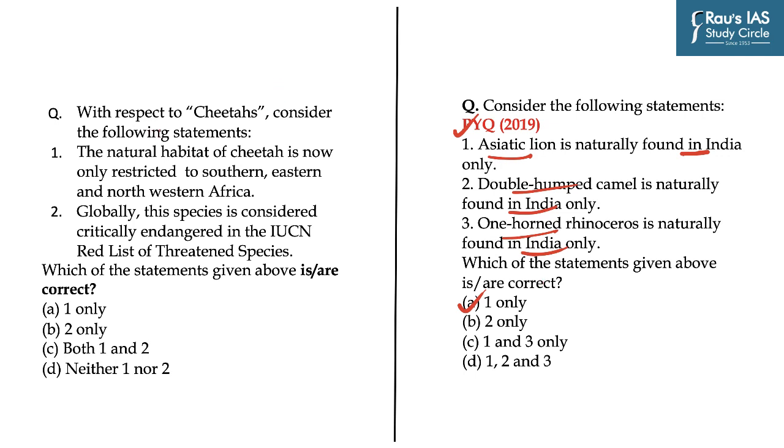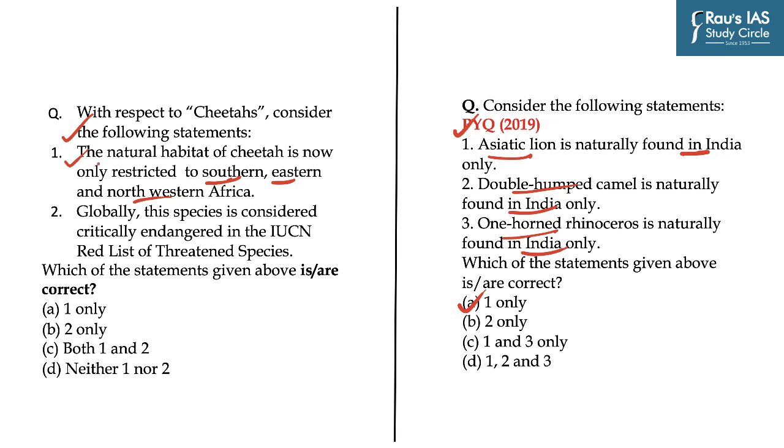And so we have formulated a question on cheetah. Statement 1: the natural habitat of cheetah is now only restricted to southern, eastern and northwestern Africa. Now, if you look at this particular statement, what could go wrong here? The fact that the natural habitat of cheetah could extend beyond southern, eastern and northwestern Africa, or it could include some part of Asia as well.